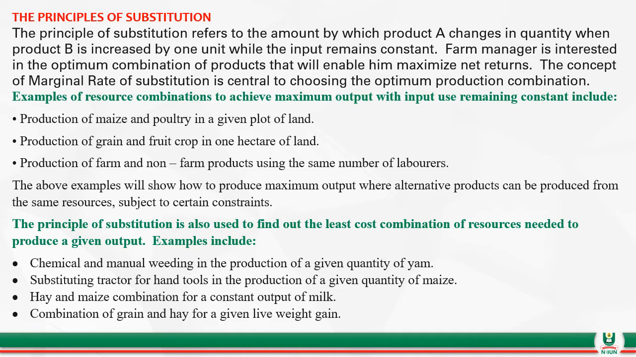So having looked at that, let us also look at the principle of substitution. The principle of substitution refers to the amount by which product A changes in quantity when product B is increased by 1 unit while the inputs remain constant. The farm manager is interested in the optimum combination of products that will enable him to maximize his net returns or output. The concept of marginal rate of substitution is central to choosing the optimum production combinations. That is, you are combining one product with another.